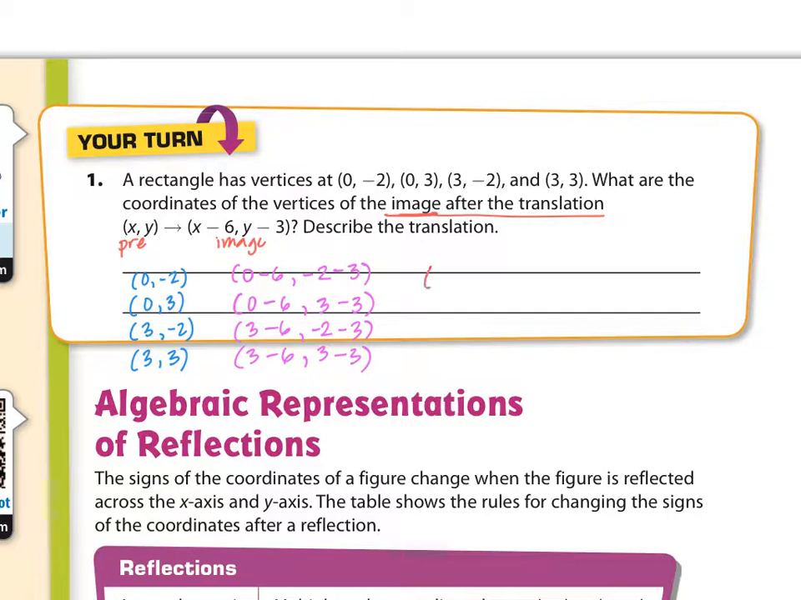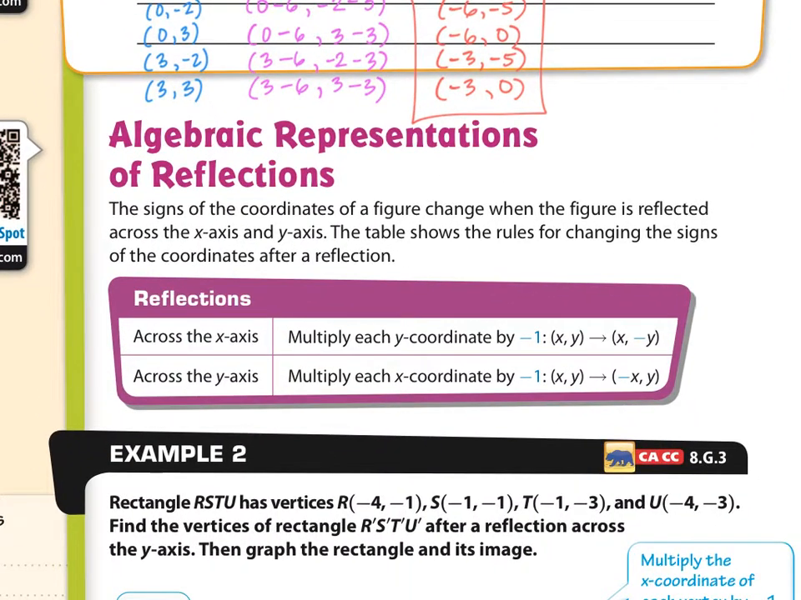My first point is (-6, -5). My second point, 0 minus 6 is negative 6, 3 minus 3 is 0. Then 3 minus 6 is negative 3, negative 2 minus 3 is negative 5. And lastly, I get (-3, 0). So these are the points of my image after the translation. And that is it. Let's look at reflections.